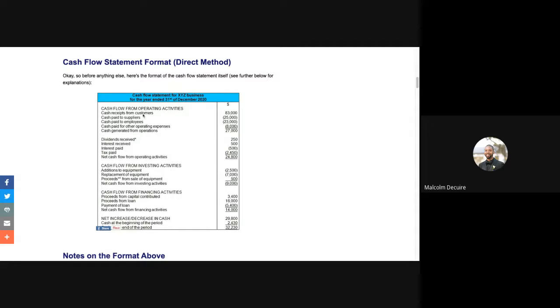If we look at some of these sections here, you'll see cash receipts from customers of $83,000, and then it's cash paid out to suppliers. So in Satoshi's example, if he's selling shirts, he got in $83,000 in cash from selling the shirts. He had to pay $25,000 to suppliers, another $25,000 to the employees that package up the shirts and send them out, and then another $8,000 in general operating expenses, for a net of $27,000.